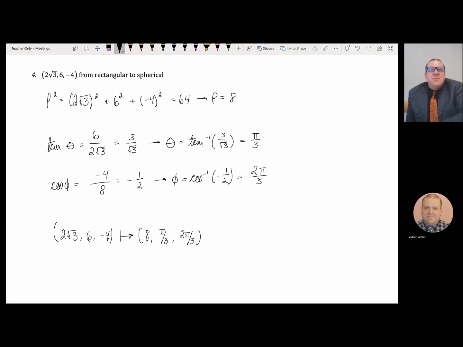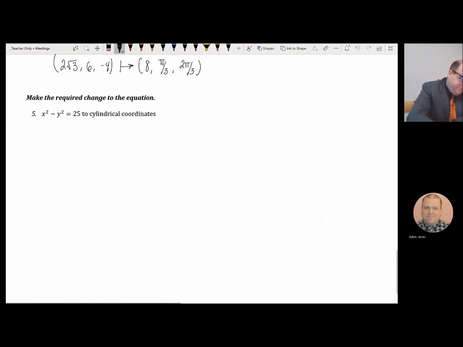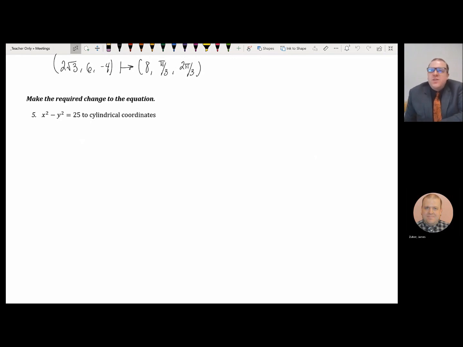Now just convert that to cylindrical and spherical, and you have the same idea. Going to convert x squared minus y squared equals 25. First, we're going to convert to cylindrical coordinates. We're converting the set of rectangular points to a set of cylindrical points, and this is extremely important when we move on to multiple integration. Being able to do this quickly is very important.